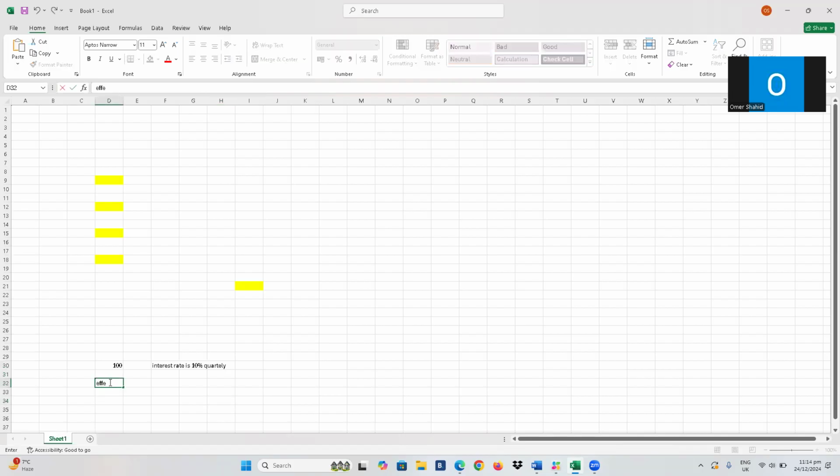We need to calculate our effective interest rate here. Our nominal rate is 10%, that's not a problem. So we need to calculate our effective interest rate. How do we calculate it? Actually, we do have a formula for calculating the effective interest rate. So what's that formula? Let me show you.